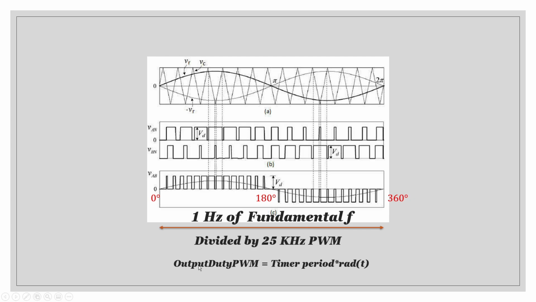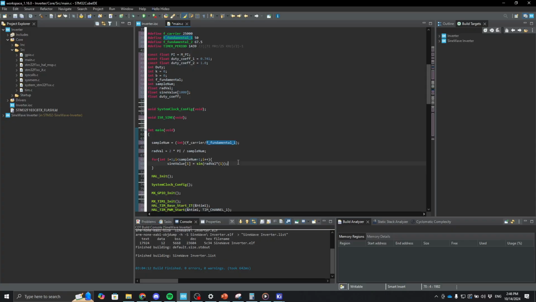So the effective output duty cycle of the pulse width modulation will be the timer period, from 0 until 1440, and go back again to 0, times the radian of that time. So like this. So this will calculate the lookup table of the radian.